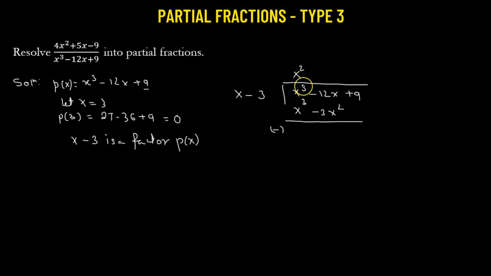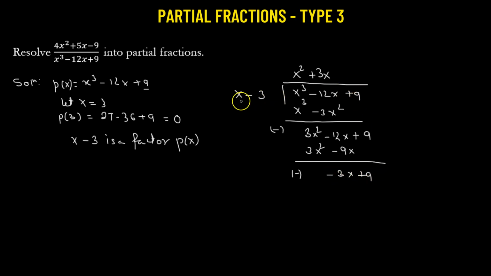Upon subtraction, x cubed and x cubed cancel out. Then we have 3x squared minus 12x plus 9. Now this time, we'll multiply x minus 3 with positive 3x, such that positive 3x times x becomes 3x squared. Then positive 3x times negative 3 will become negative 9x. So I will again do the subtraction. So we have negative 12x minus 9x, so that's going to be negative 3x plus 9.